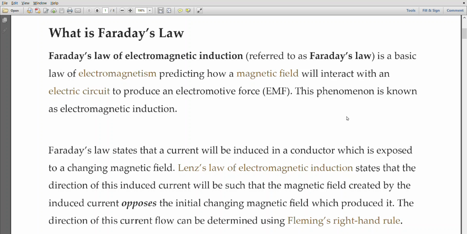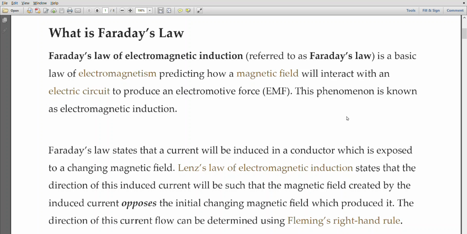Before that, let me go through the important laws behind the working principle of inductor. Then what is an inductor? Then we can go into the inductive transducer. So in that line, let's first see what's called Faraday's law.